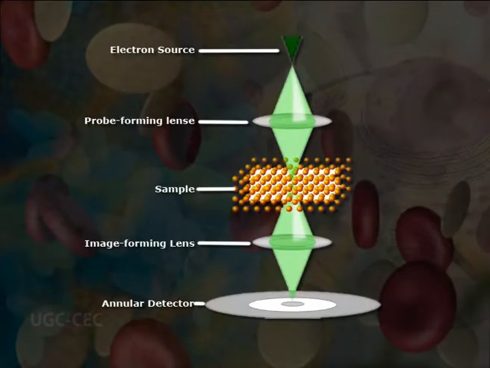A scanning transmission electron microscope, or STEM, combines the capabilities of both SEM and TEM. The electron beam is transmitted across the sample to create an image like that of TEM, while at the same time, like SEM, it also scans a small region on the sample in a raster pattern.